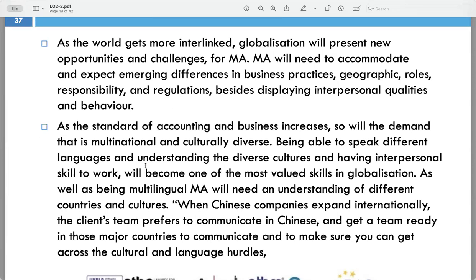When Chinese enterprises expand their operations into overseas markets, it is recommended that they learn to communicate, and the team should be prepared in order to communicate and be able to overcome the obstacles of culture and language.